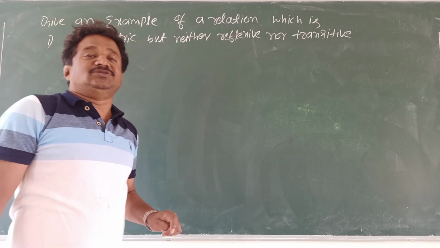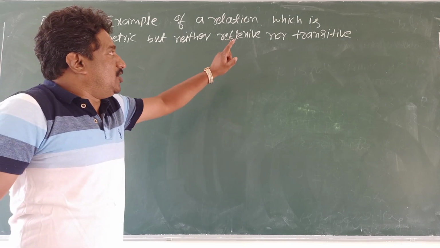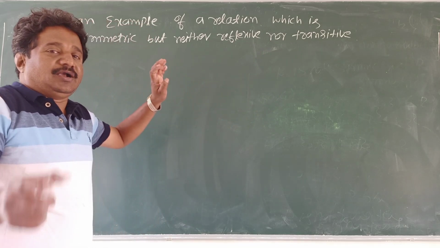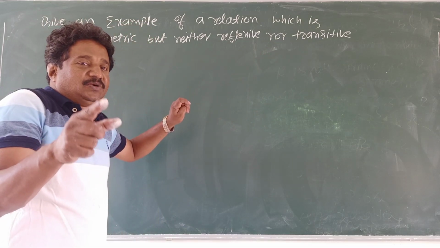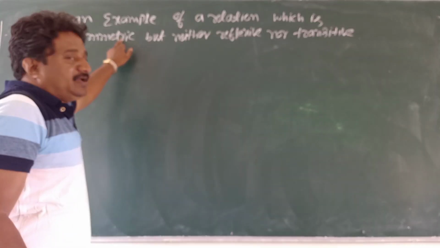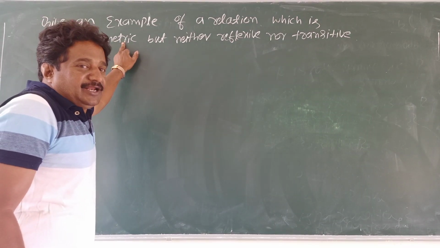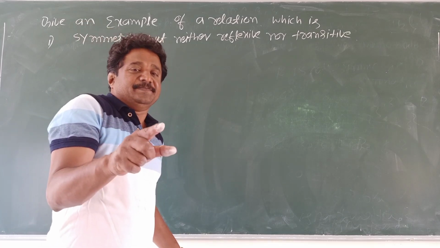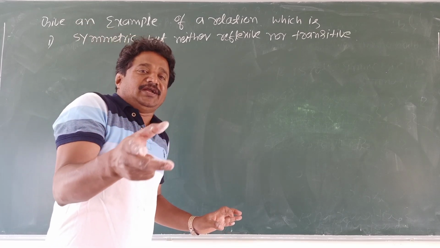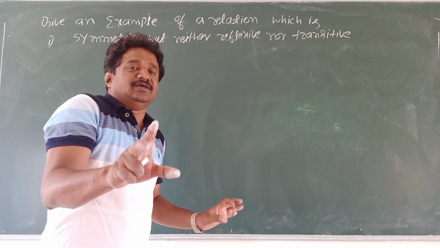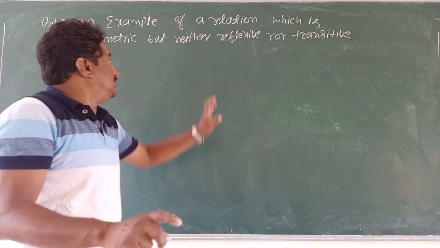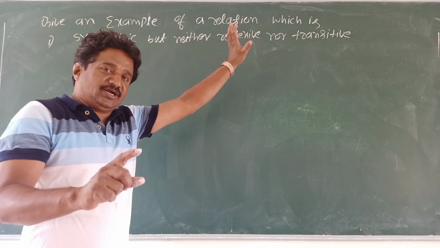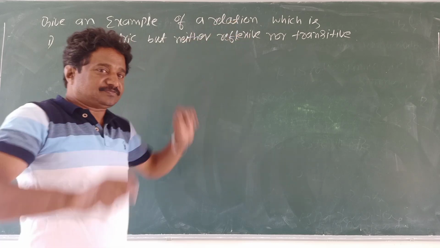The simple logic on solving this type of questions: what type of relation is required, students? Our relation should become symmetrical. It is enough if you write a symmetric relation; that automatically becomes not reflexive, not transitive. I will show how easy this question is.